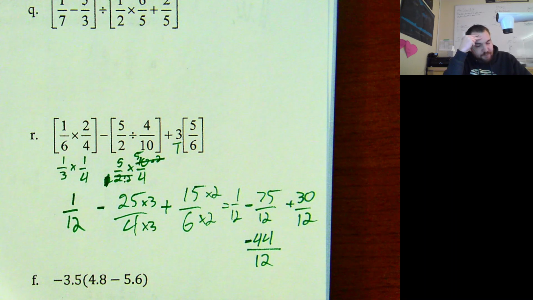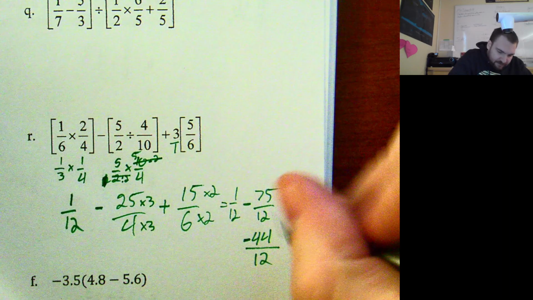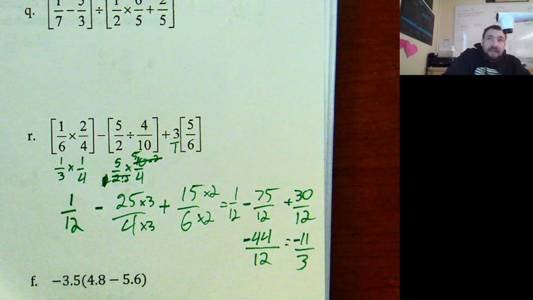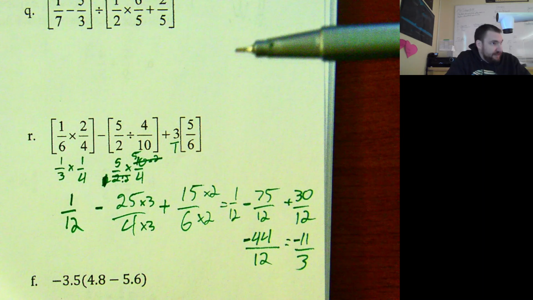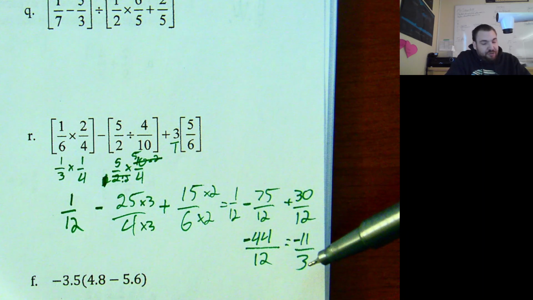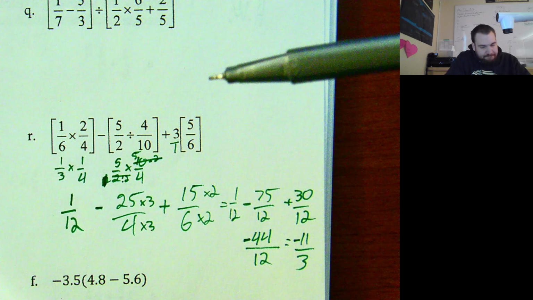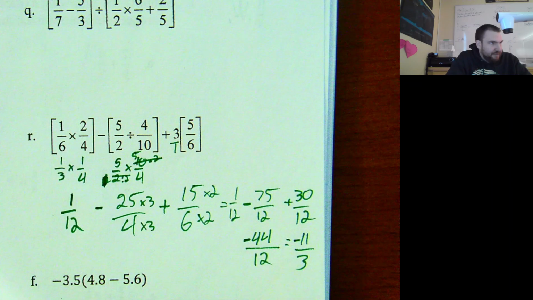So I've got negative 44/12. Is that reducible? You bet it is. 44 and 12 are both divisible by 4, giving me negative 11/3. Which you could then write as negative 3 and 2 over 3. It'd be 3 and 2 over 3. It'd be negative 3 and 2 over 3. It always goes out as far forward as you can put it.